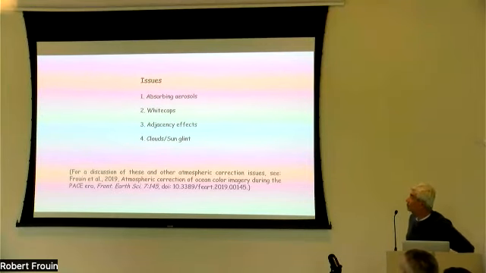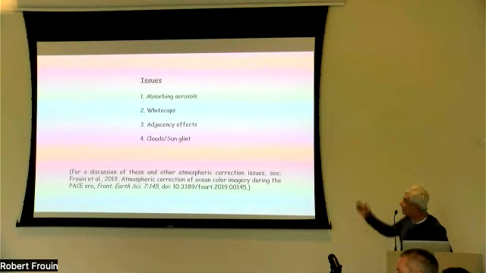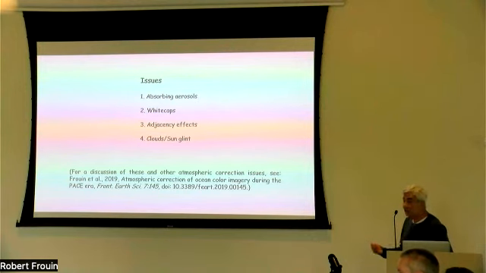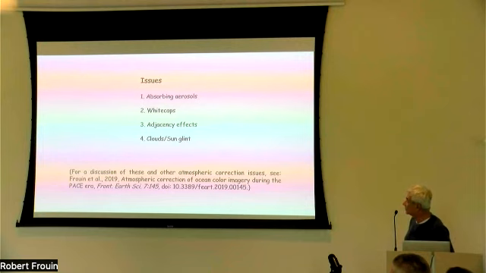Okay, so there are a number of particularly difficult issues, and some of these issues have not been resolved. I'm going to talk about some of these issues, like absorbing aerosols, whitecaps, adjacency effects, and clouds and sunglint. And for a discussion of these and other issues, you may look at this overview article published rather recently in 2019 about atmospheric correction of ocean color imagery during the PACE era.